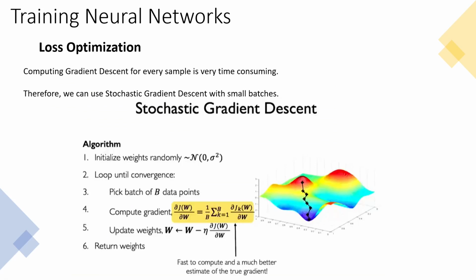And computing the gradient descent for every sample is very time consuming. Therefore, we can use stochastic gradient descent. That's basically more or less the same as the gradient descent. As I said, you don't need to care about this. We will be using the library. Just try to remember the idea behind gradient descent and stochastic gradient descent. You pick a random point and then you go in the opposite direction of the gradient. Okay.